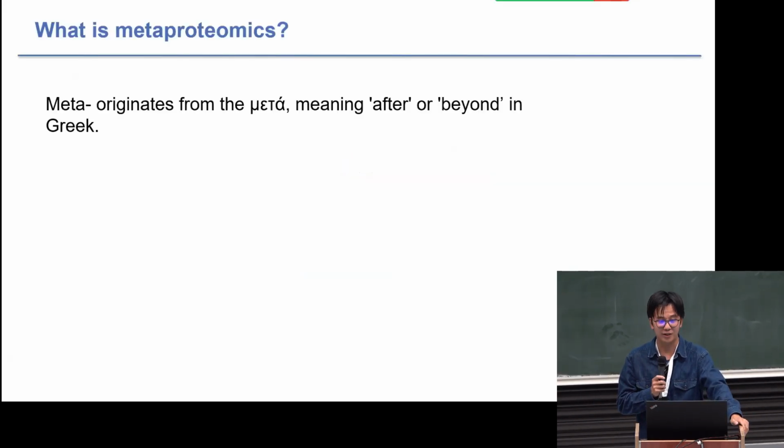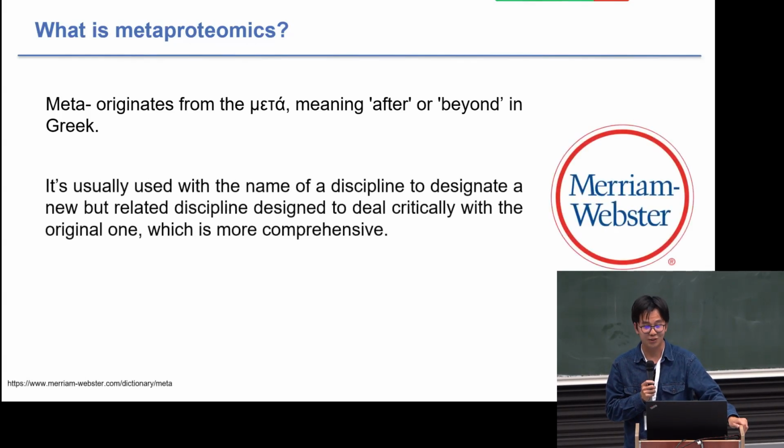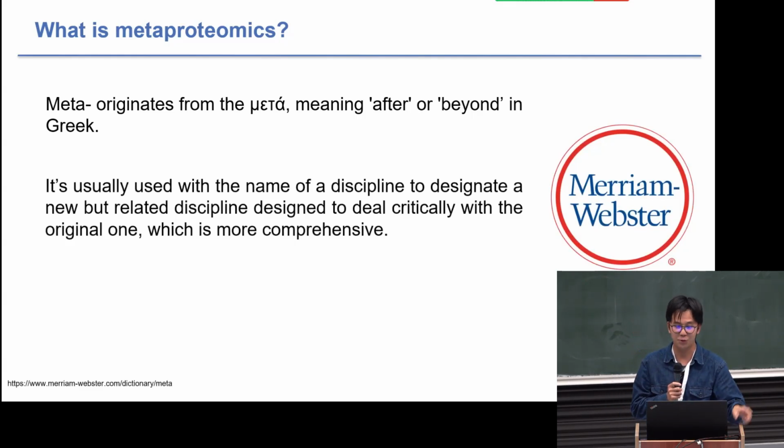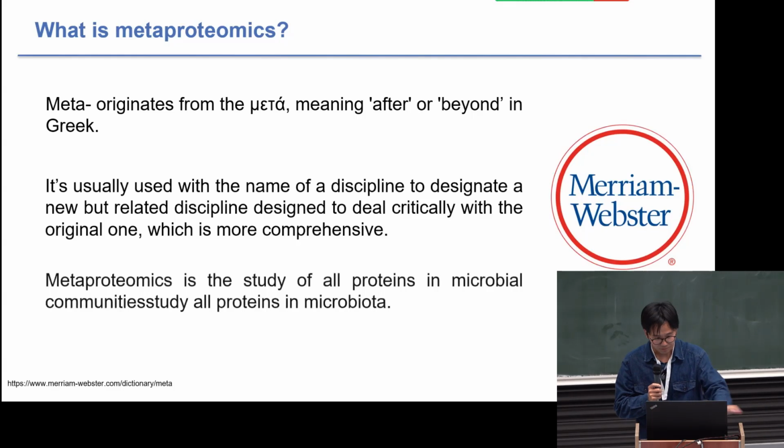So first of all, what is metaproteomics? If you look at the first part of this word, meta originates from Greek, and unfortunately, I don't know how to pronounce it properly. It means after or beyond in Greek. And if you check the meaning from Merriam-Webster, it says you usually use it together with the name of a discipline to describe a new discipline, which is related to the previous one, but is more comprehensive.